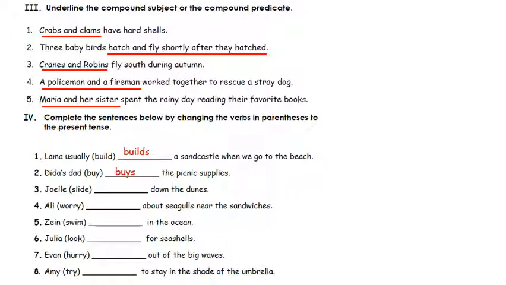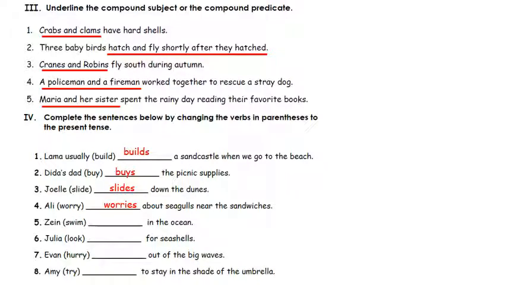Joel slide down the dunes. Joel slides, because Joel is singular, so I have to add s to the verb, slides. Ali worry about seagulls near the sandwiches. Also Ali is singular, so I have to add s to the verb. But notice something. Here the verb ends with y, and the y is preceded with a consonant letter. So what must I do? I must cross out the y and add ies, so it becomes worries.